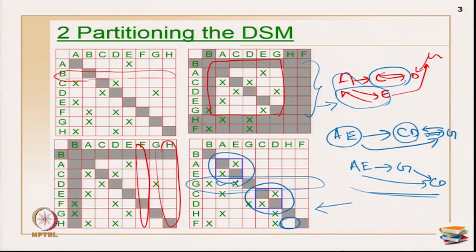Once you have completed the partitioning process, you should know the sequence within the block. Should I do A first and then E, or E first and then A, or C first and then D, or D first and then C? For that you may have to do the tearing process. So, the next operation in DSM is called the tearing process. Again I have taken a DSM, and I have shown a different example. You can use all these examples for practice also.